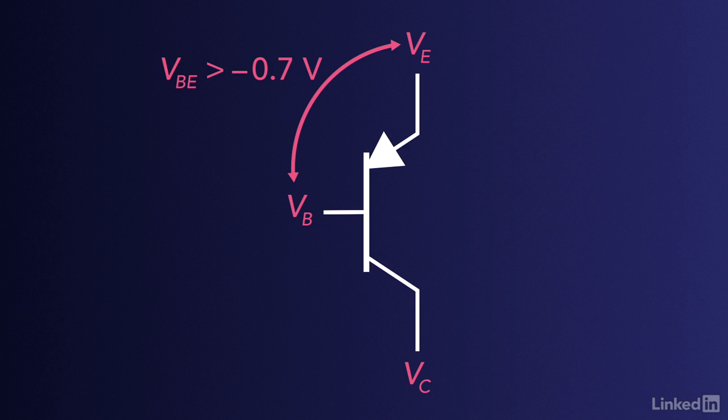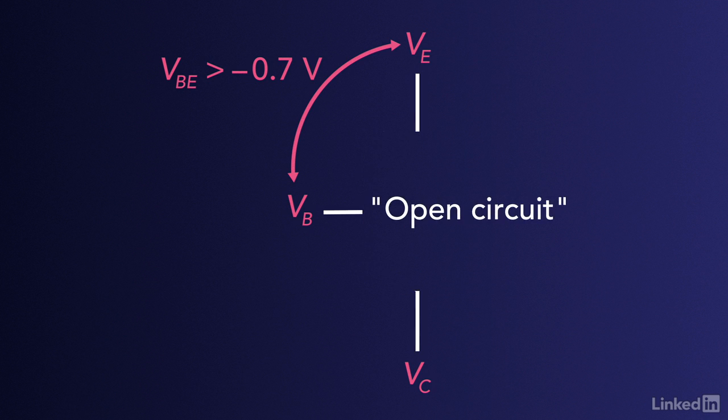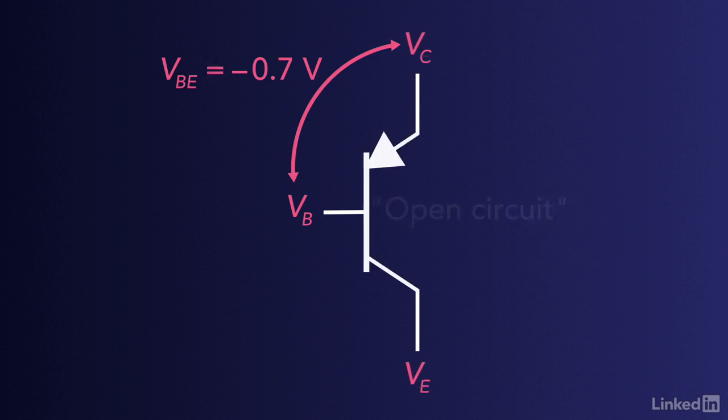If VBE is greater than the negative 0.7 volt threshold, the PNP transistor will be in the cutoff mode. The top diode-like junction is off, so the transistor blocks any current from passing through it and acts like an open circuit. When the base voltage drops low enough below the emitter to reach that threshold, the PN junction between the emitter and base acts like a forward bias diode and turns on, allowing the transistor to begin operating in the active mode.